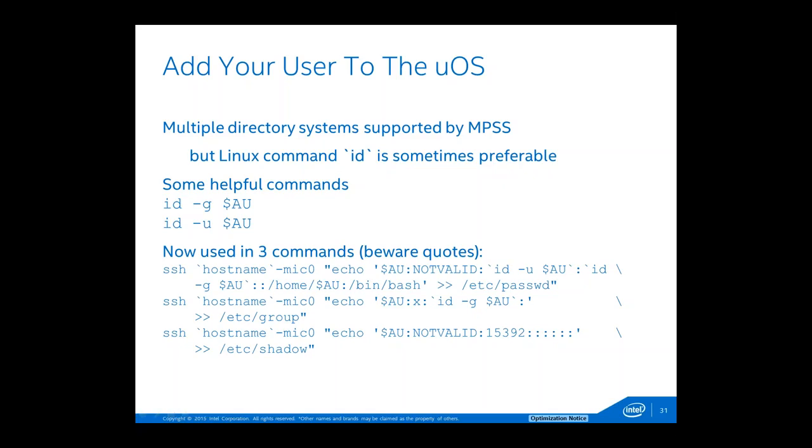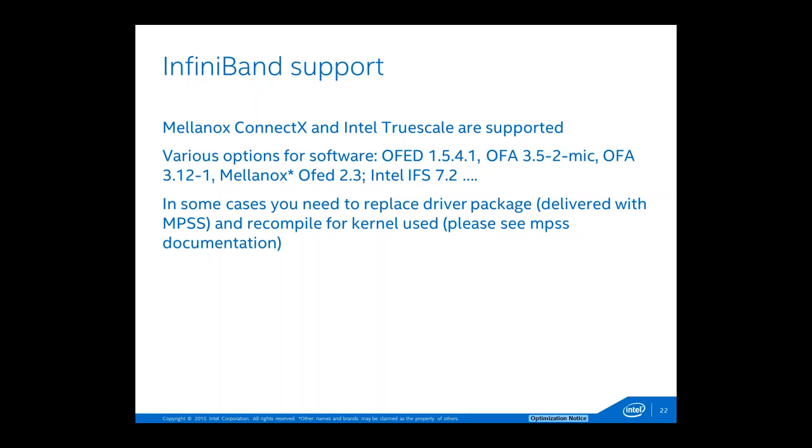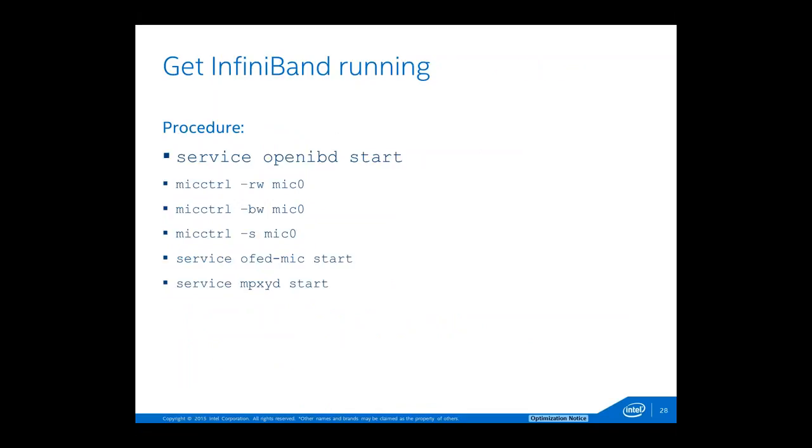Second question coming in, what is the MPXYD daemon? The MPXYD daemon tries to optimize the InfiniBand packet flow. Depending on where your processes on the host are running, where your InfiniBand card in the system is located, and where your Xeon Phi card in the system is located, the flows of the data packets should go over different cores, different PCI buses, and so on. The MPXYD daemon tries to optimize that and tries to give you a nearly 100% efficient InfiniBand packet flow. So Paul, I hope that answered your question.